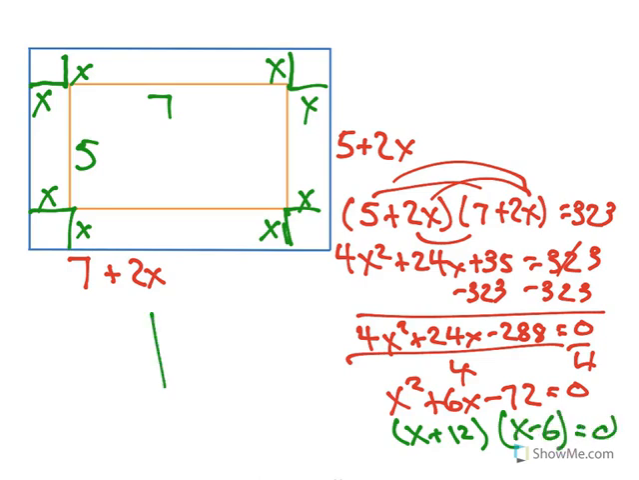I will bring it over here and I'll split it up. I get x plus 12 equals 0. I get x minus 6 equals 0.